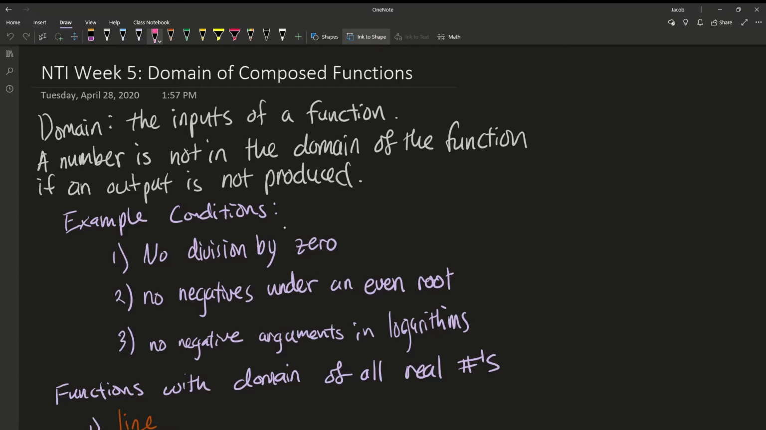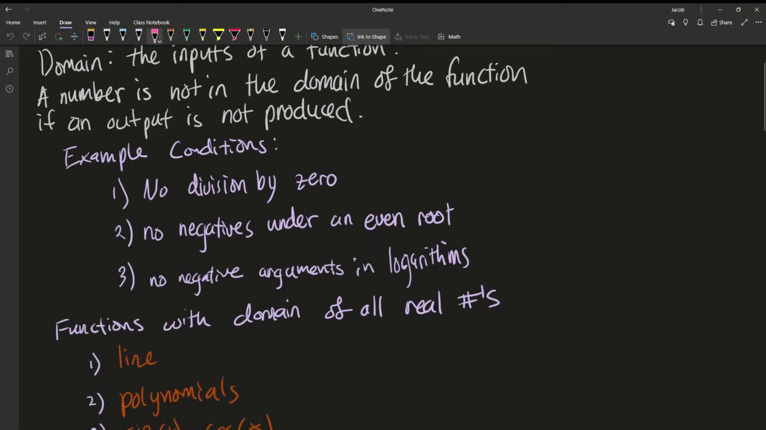So a few conditions apply to us here. There are more, but not in the scope of this class. Number 1, there cannot be division by 0, so we cannot have 0 in the denominator. Number 2, there are no negatives under an even root. We cannot take the square root or the fourth root of a negative number. Number 3, no negative arguments in logarithms. So a logarithm cannot have a negative input.